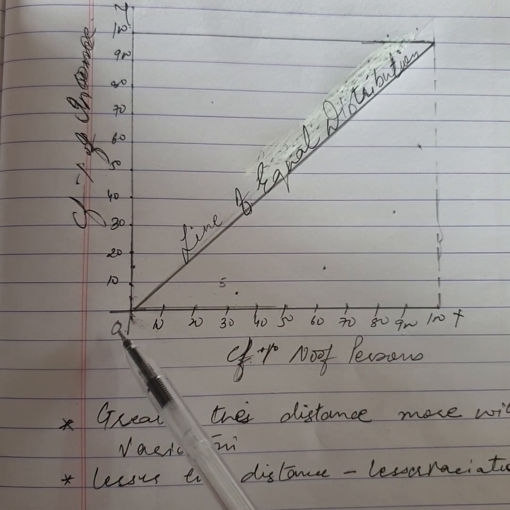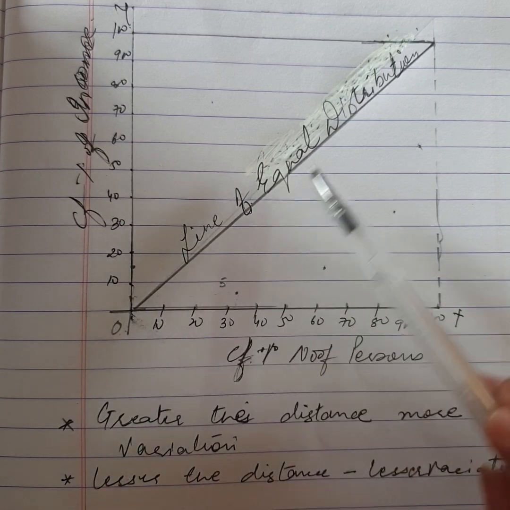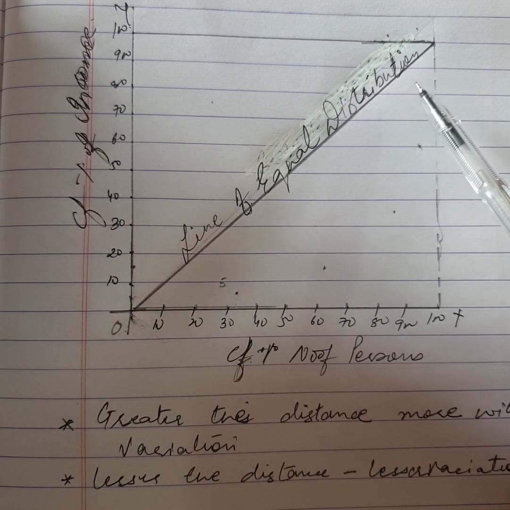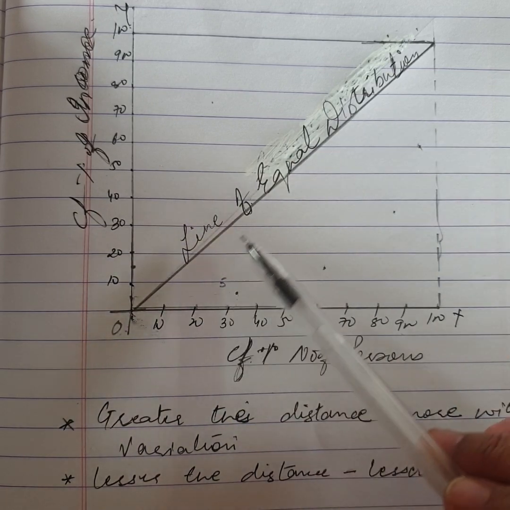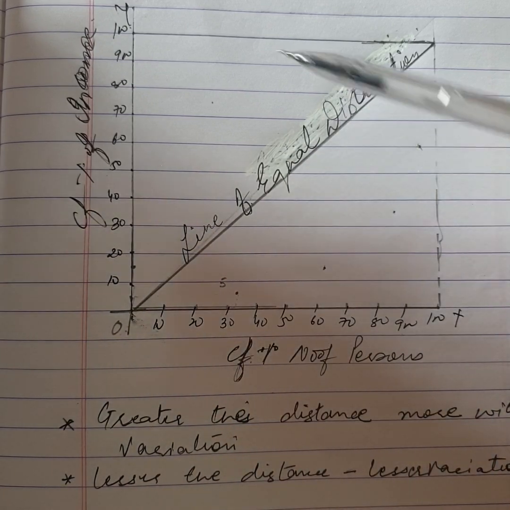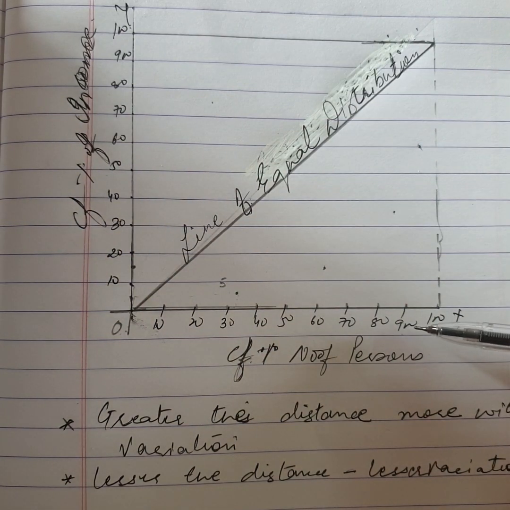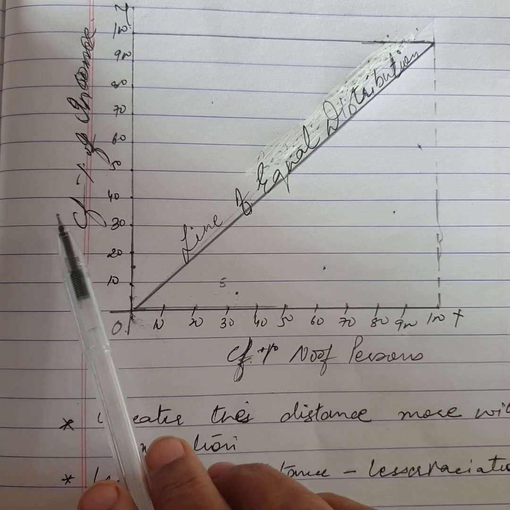Then we will divide the square box with the diagonal, and that diagonal will be known as the line of equal distribution or line of equality. This divides this graph into two parts, right? Next we are going to plot these points on the graph: the cumulative percentage of income.